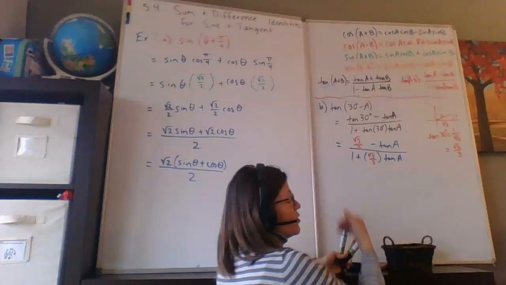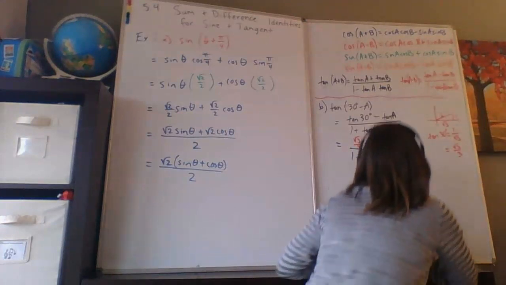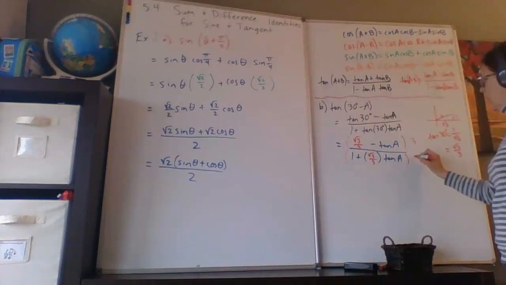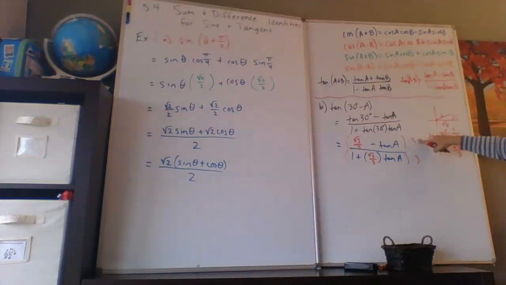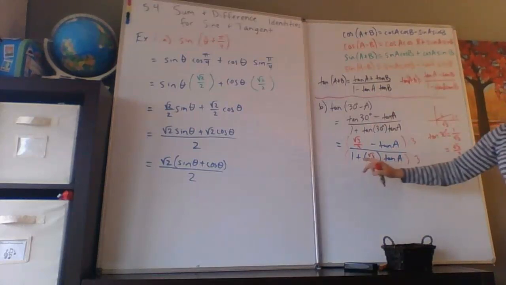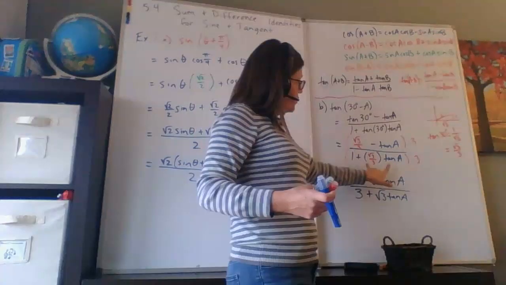Notice we have fractions within fractions, so we need to multiply the numerator and the denominator by the least common denominator of 3. Make sure the 3 distributes to both terms on top, and the 3 will distribute to both terms on the bottom. Notice this here is all one term.